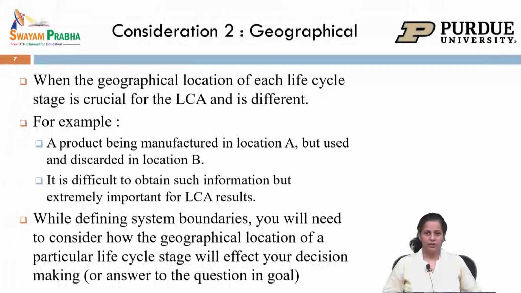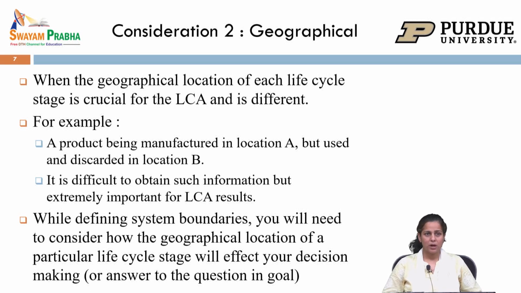The second consideration when we think about the scoping or the system boundary for our life cycle analysis is the geographical consideration. Geographical consideration is important because a lot of the stages of the life cycle of the product may not be located in the same location. The regional or geographical variation is very crucial for LCA, and it is different in different cases. Hence, the same product being manufactured in location A versus B can be different.